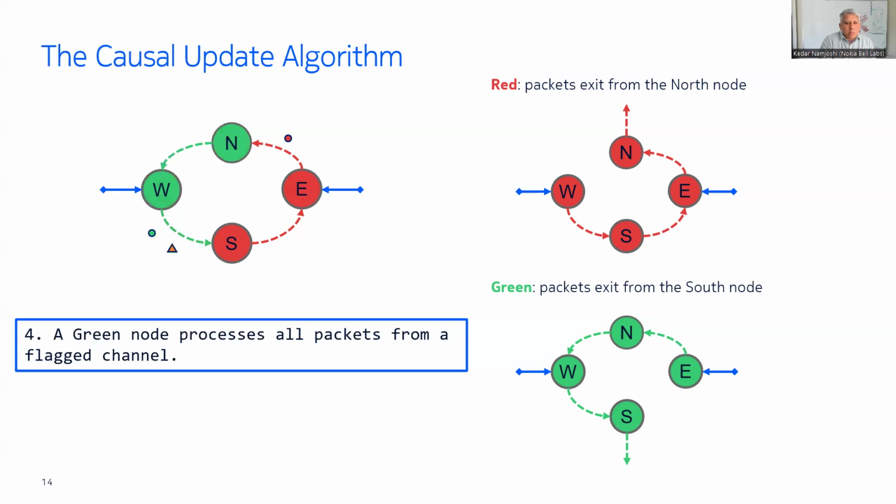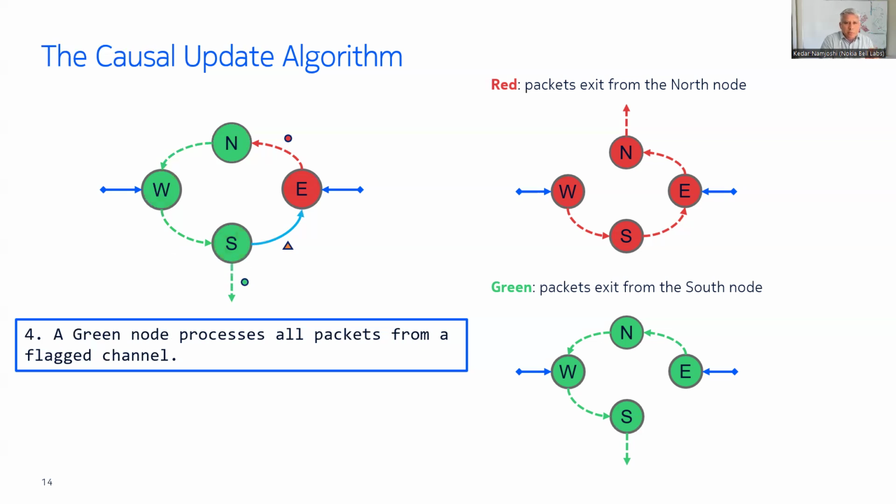Now, a green node must process all packets from an already flagged channel. So if it has received a marker, then it can start processing packets. You'll see that here, where a new packet enters through the west node and follows the marker on its way to the south. The south node updates, it processes the packet which exits, and the marker moves to the east node.